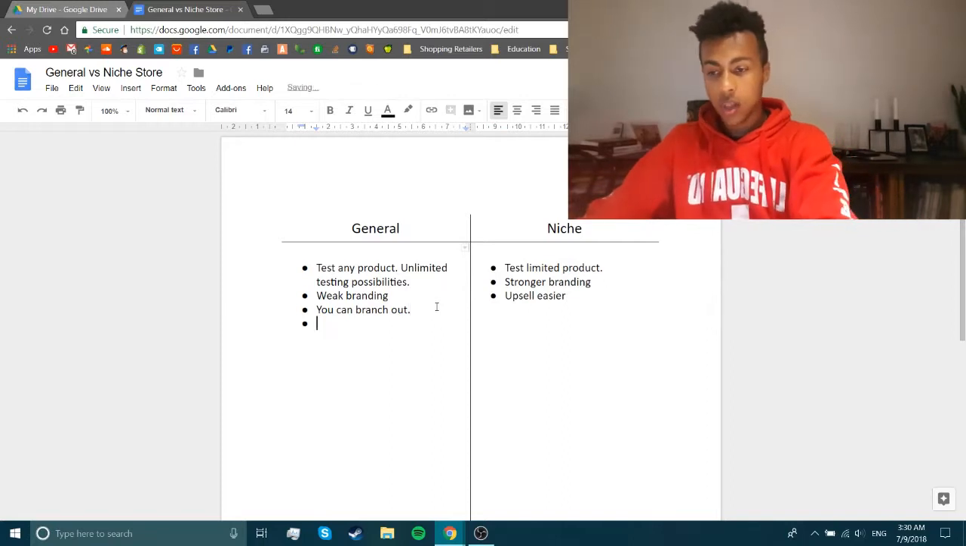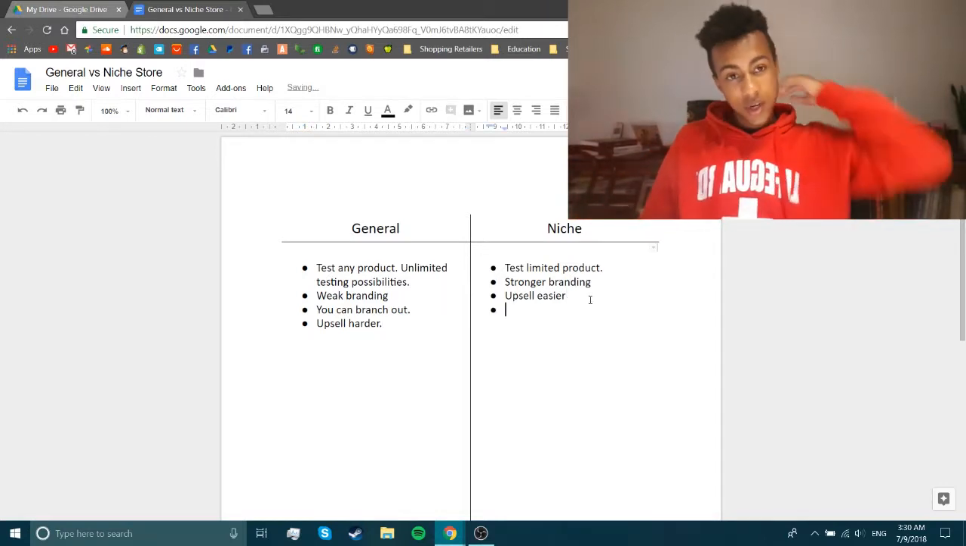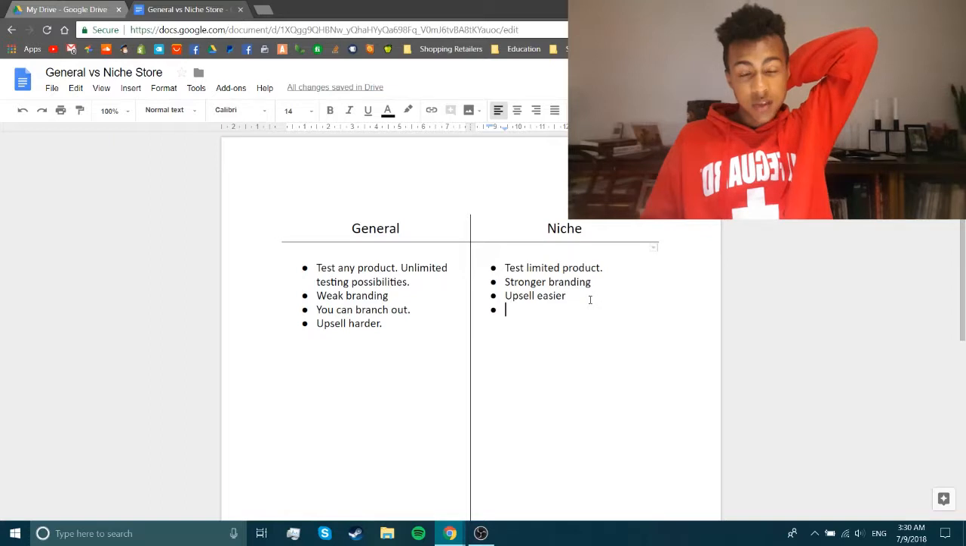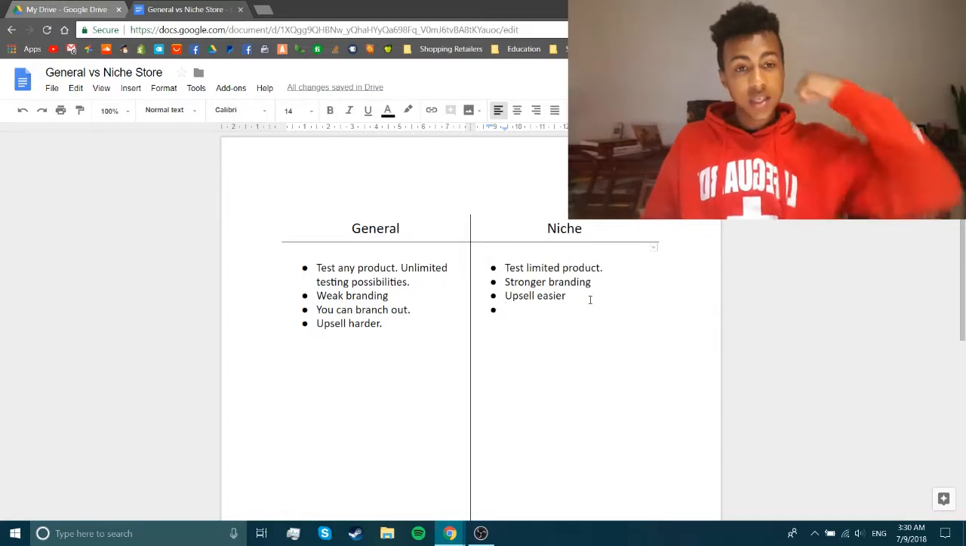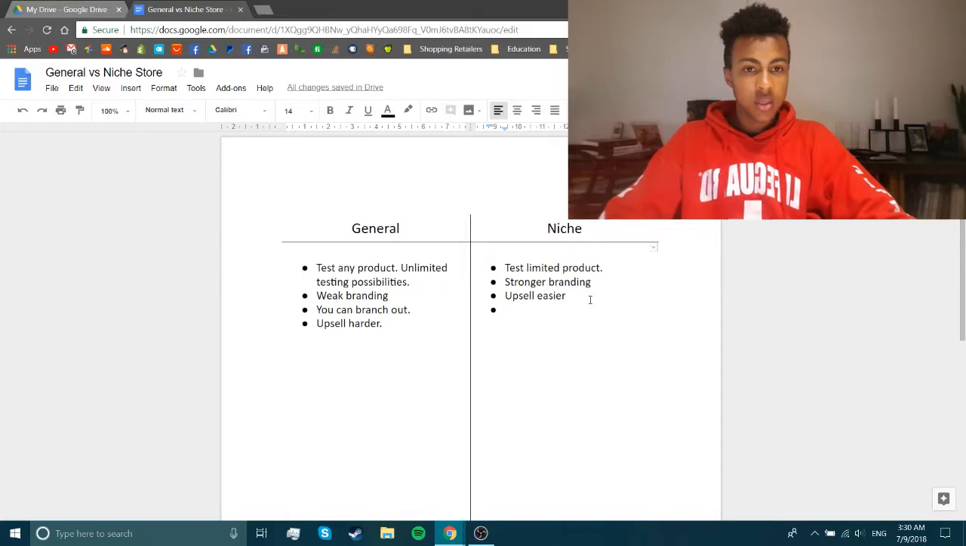Because when people go on a niche store, they're expecting to find, say your niche is the dog niche, right? If you go on a dog niche store to buy a collar, we're automatically going to assume that you have a dog, right? So then it would be easier to sell dog bones, dog treats, right? Because we can assume that you have a dog if you go in a dog store.